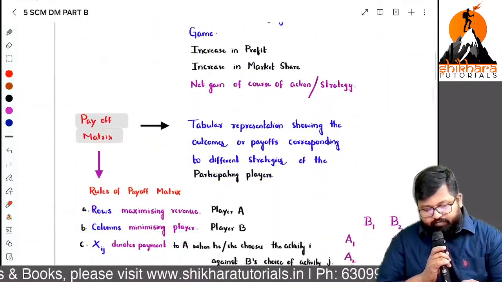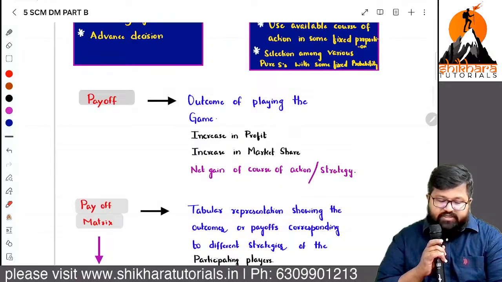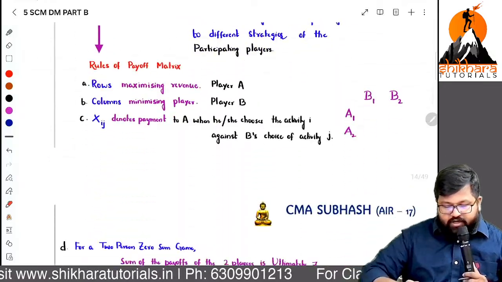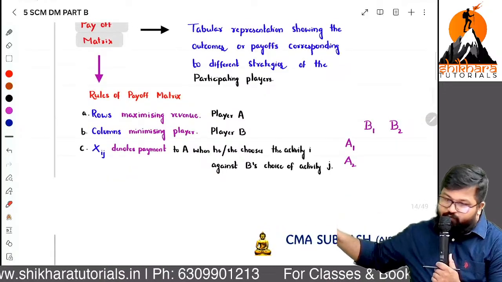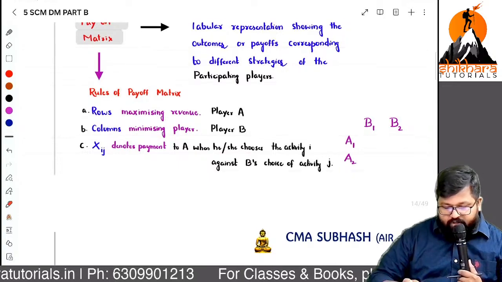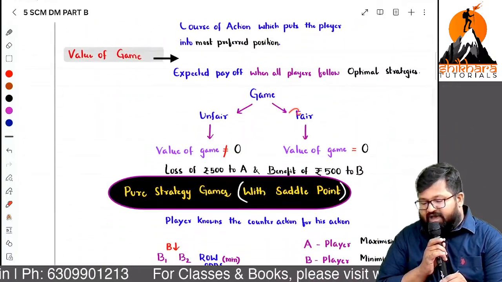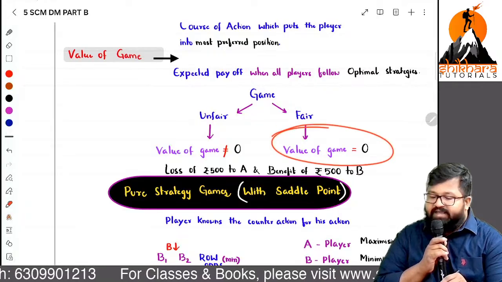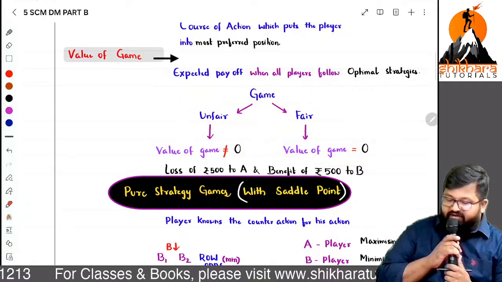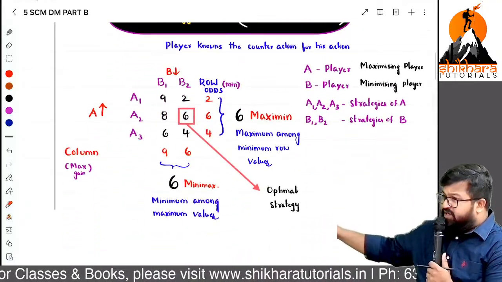And payoff is nothing but outcome. So if you combine all the payoffs, that will be a matrix. The rows are the maximizing player, and the columns are the minimizing player. If the value of the game is 0, then it is a fair game. If the value is not equal to 0, then it is an unfair game. So basically how the matrix will be represented here, clear now?